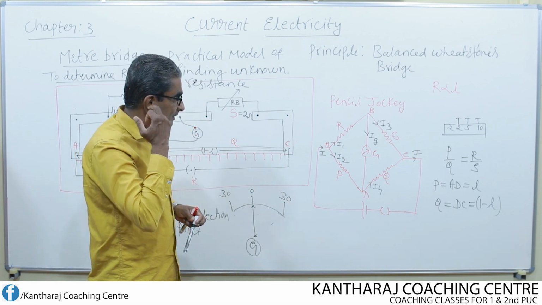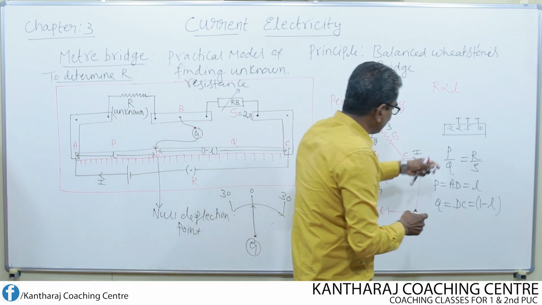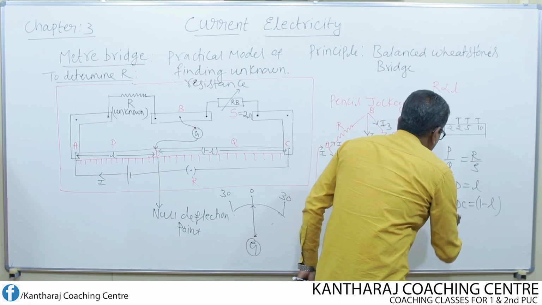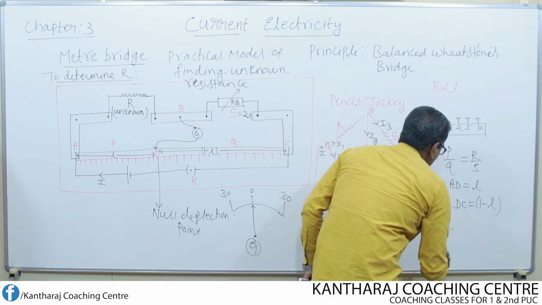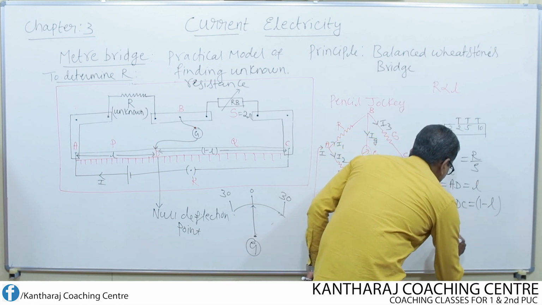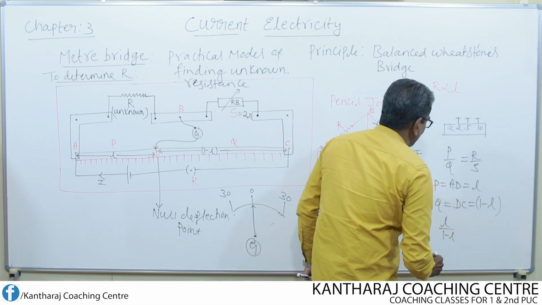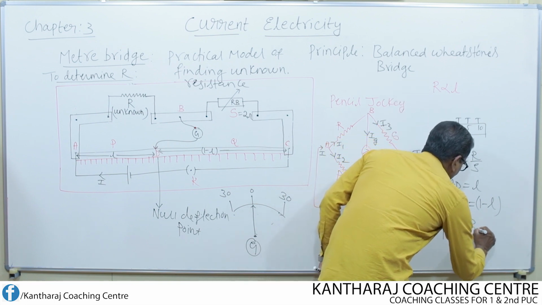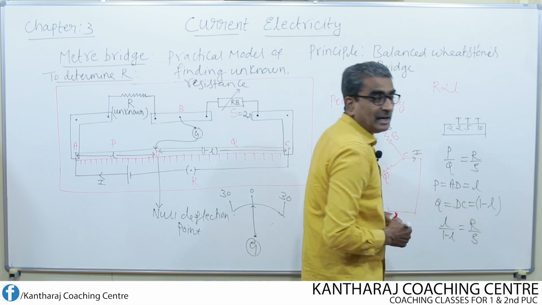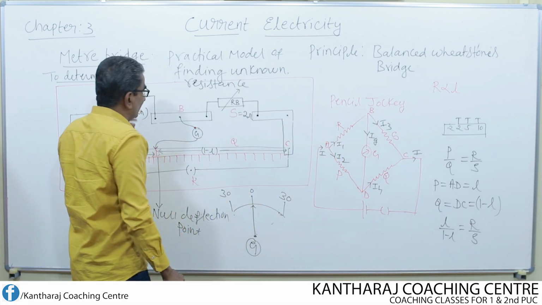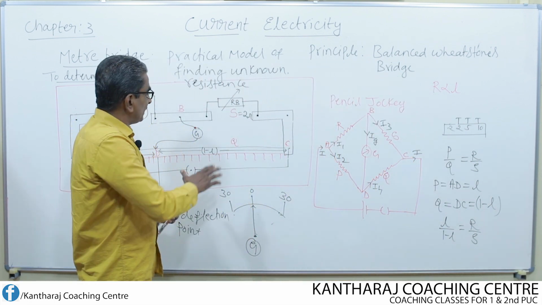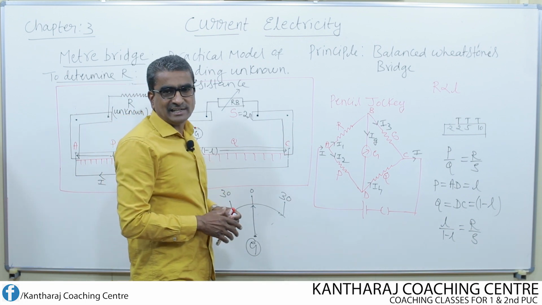Okay. So if I substitute that in this equation, then what do I get? For P, I write L. For Q, I substitute 1 minus L. This will be equal to R by S. Which is the unknown resistance here? R is the unknown resistance, because now here S acts as a standard resistance.